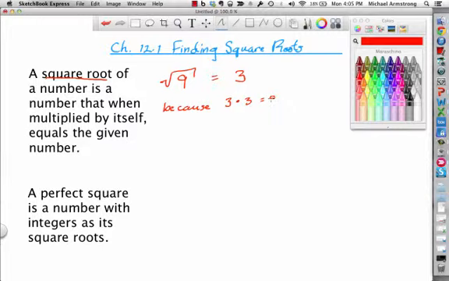So if you want two numbers that multiply together to get 9, think of two numbers that multiply to get 9. The square root of 9 is equal to 3, because 3 times 3 is 9. So the square root of a number is a number that when multiplied by itself equals the given number. So the square root of 9 is 3 because 3 times 3 is 9. The square root of 25 is 5 because 5 times 5 is 25.